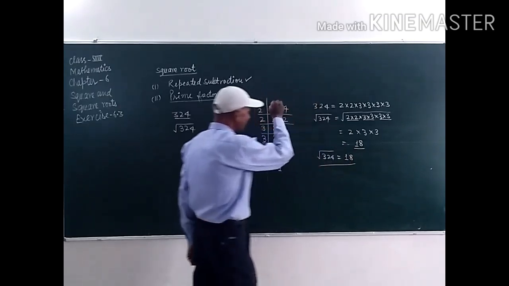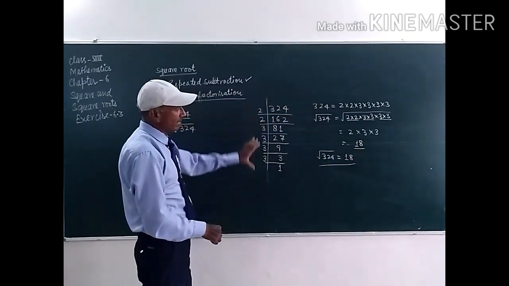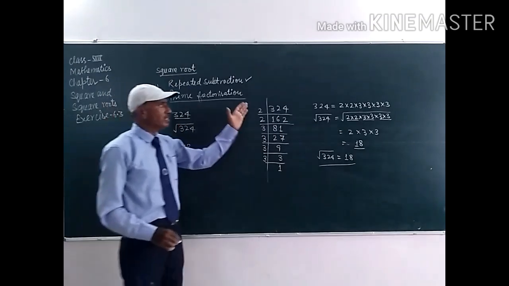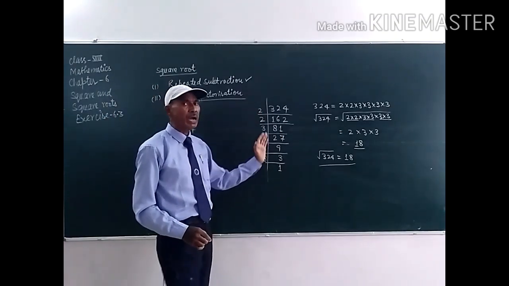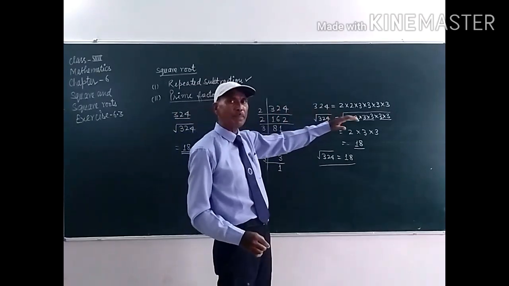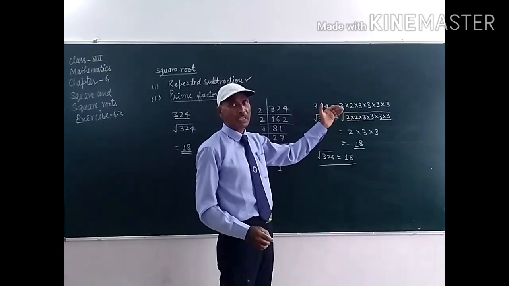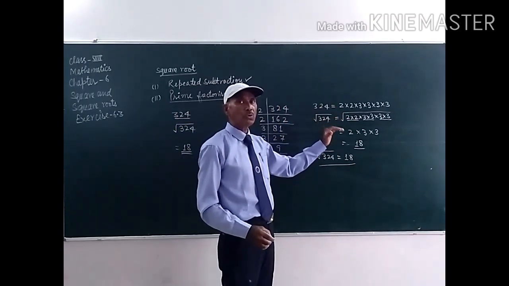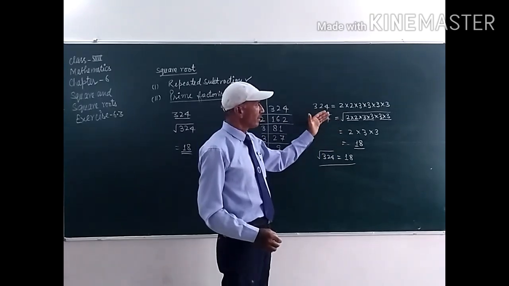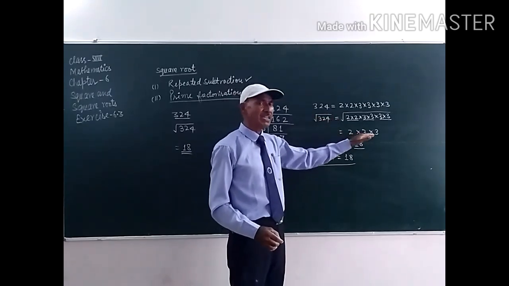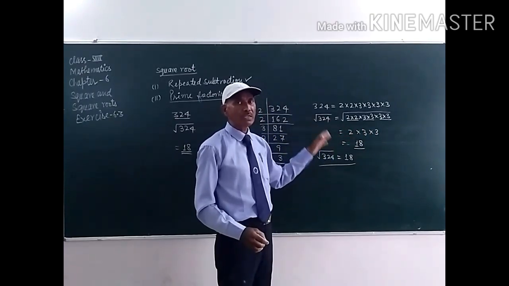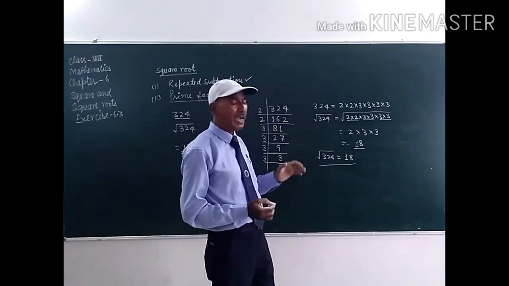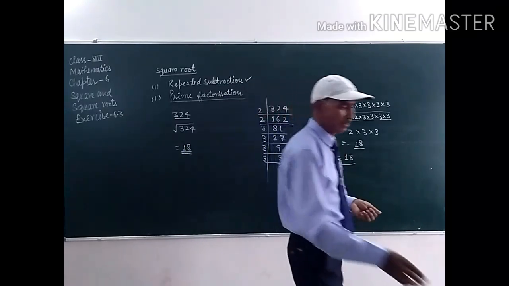And this method is known as the prime factorization method, student. In this method, first of all we have to find the prime factors of the number. After that we make pairs of the numbers, and from each pair we choose one. The product of these numbers will be the square root of the given number. Now we have to take some more examples.